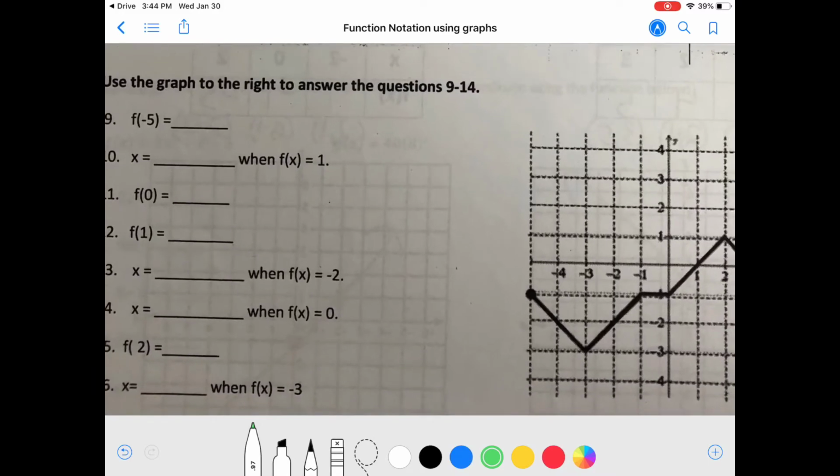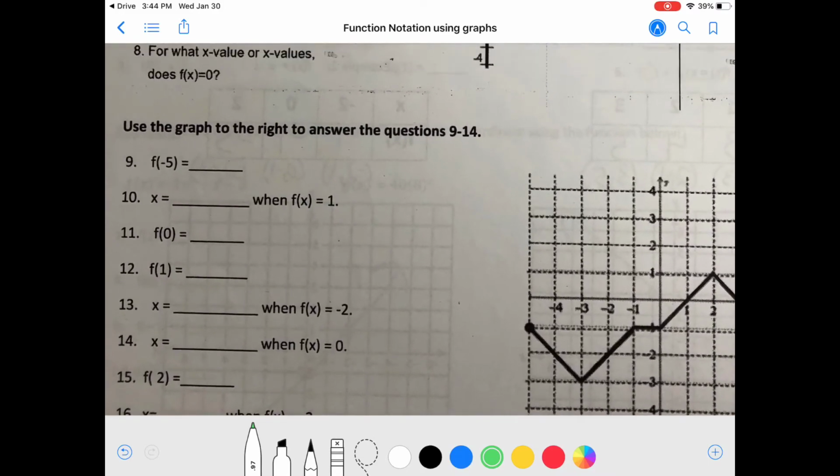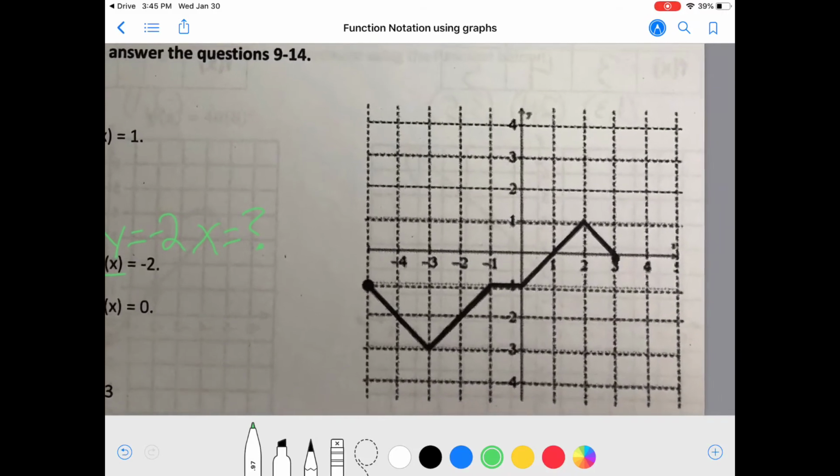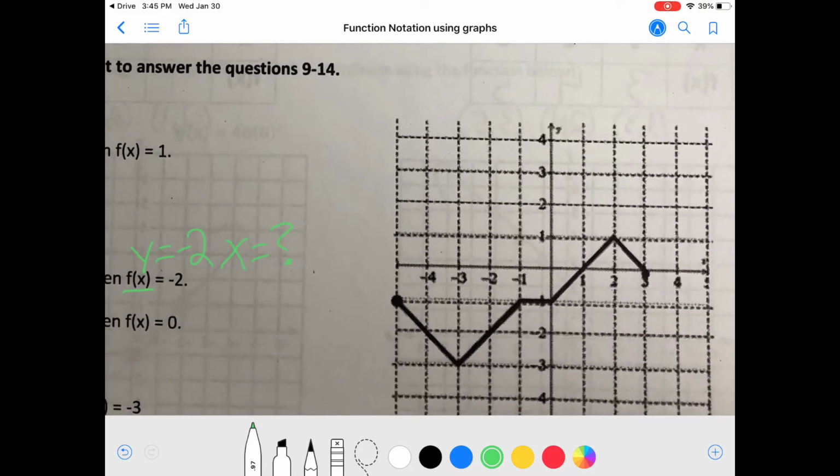For the last one on this section, I'm going to look at 13. So when f of x equals -2, that means y equals -2, and you're wanting to figure out what x is. So you're coming over to the graph, you're going to the y-axis, and you're looking at where y is -2, so it's right here.